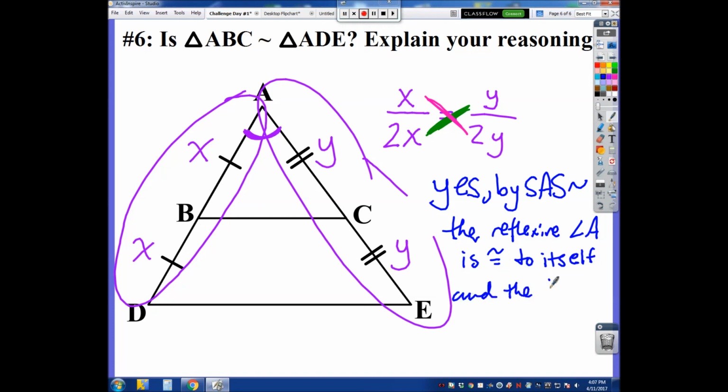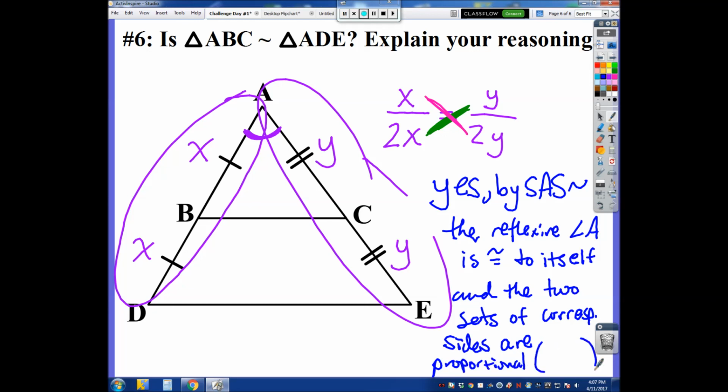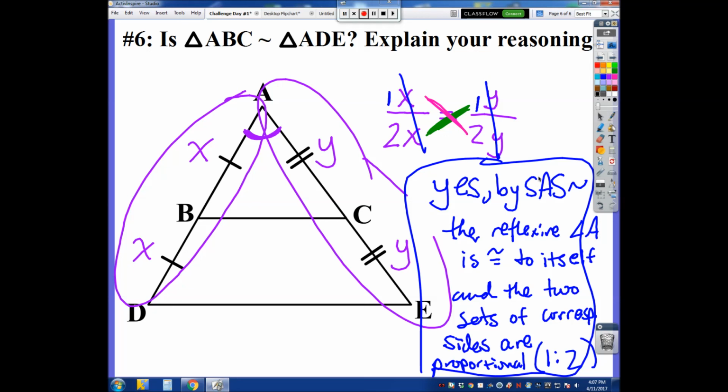And the two sets of corresponding matching sides, right, the left and the right sides, are proportional. And I can even provide a little evidence of what that proportion was. It was a 1:2 ratio, right? Because when we canceled the x's and we canceled the y's, we saw that the small side to the large side is a 1:2. Okay, so that is my official proof that side-angle side similarity really does exist. And I would want you to show me this as part of your evidence, as your work for that particular problem.